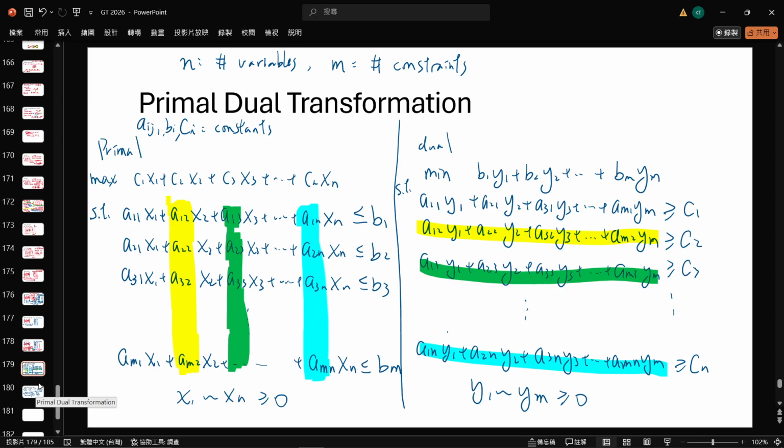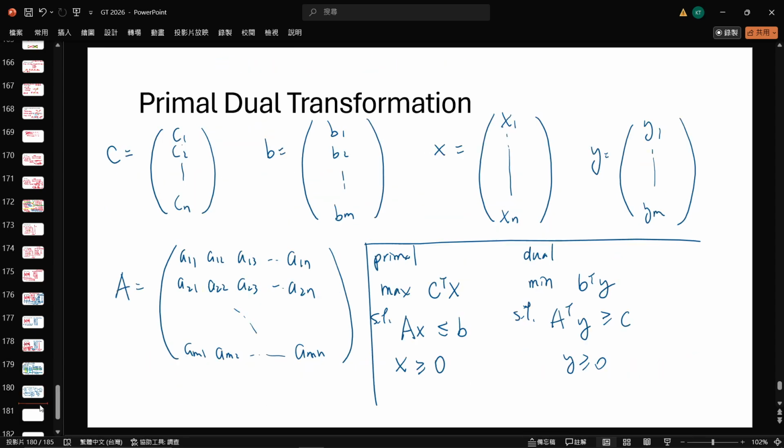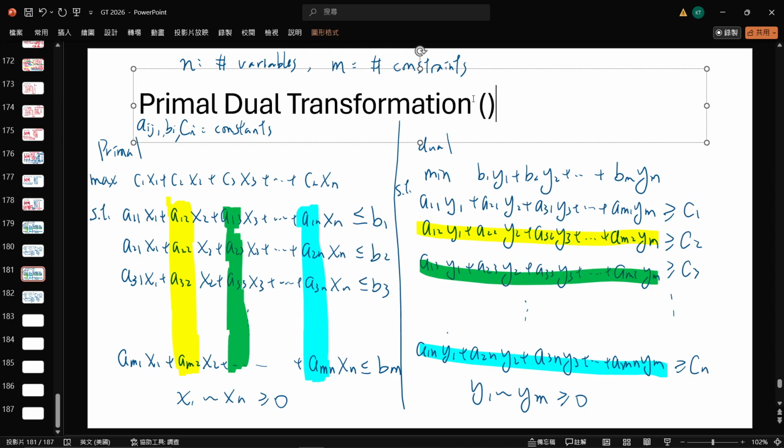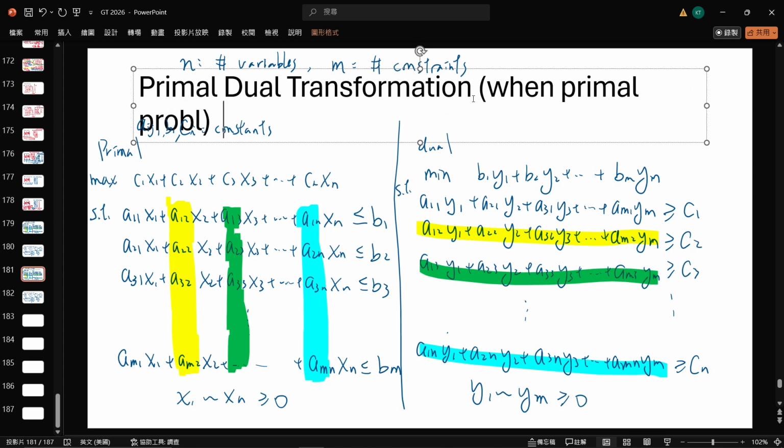So the takeaway is that I can make this the primal problem, and then the dual problem will be this. So this is when the primal problem is a minimization problem.